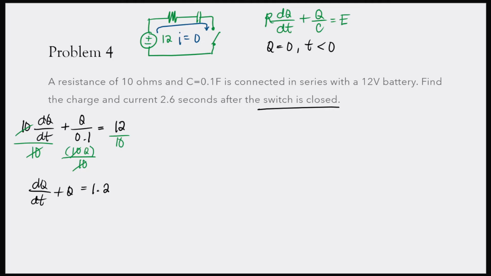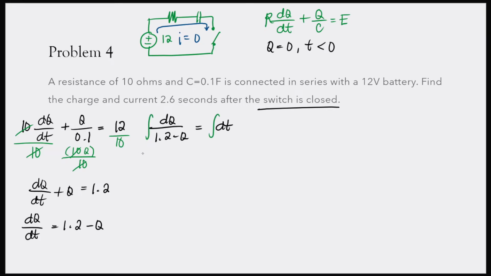Again, linear or variable separable, it's up to you, no problem there. Let's try variable separable. I move q to the other side: dq over dt is equal to 1.2 minus q. Let's interchange: dq over 1.2 minus q is equivalent to dt. Then integrate.